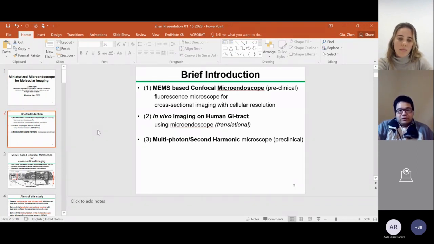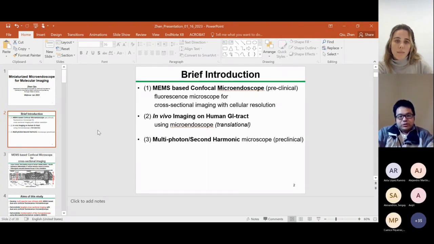It's a fluorescent microscope for cross-sectional imaging with molecular level cell resolution, with the help of peptides and other small molecules which specifically target tumors and cancers. Second, I'll introduce in vivo imaging of the human gut, in the GI tract, using the MEMS-based microendoscope, which is translational biophotonics. And third, I'll mention a little bit about the two-photon, multi-photon, and second harmonic imaging we're working on.